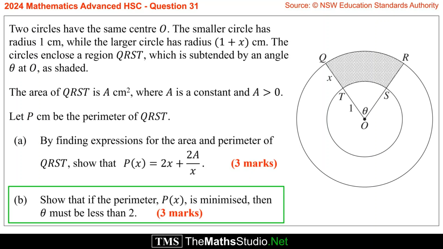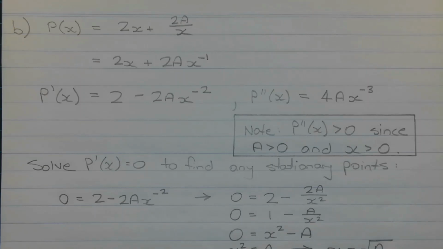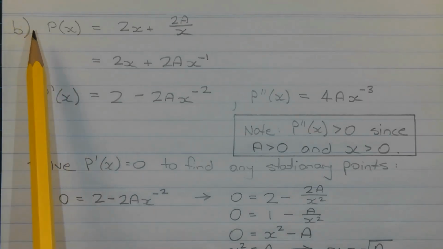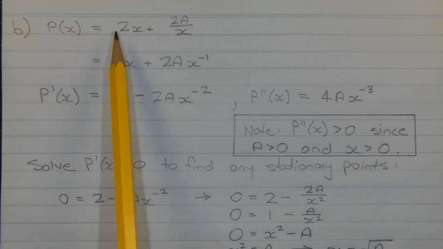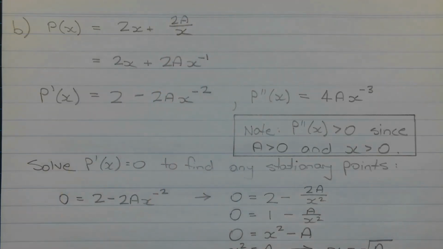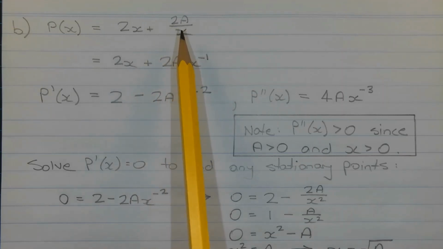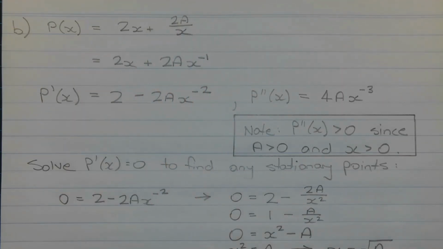Part B. Show that if the perimeter p of x is minimized, then theta must be less than 2. Part B mentions minimizing the perimeter. So we'll need to differentiate the perimeter equation p of x equals 2x plus 2a over x that we found in Part A, find any stationary points and test those stationary points to make sure that they are in fact a minimum point. To make the differentiation a little easier, we'll express the second fraction here using a negative index.